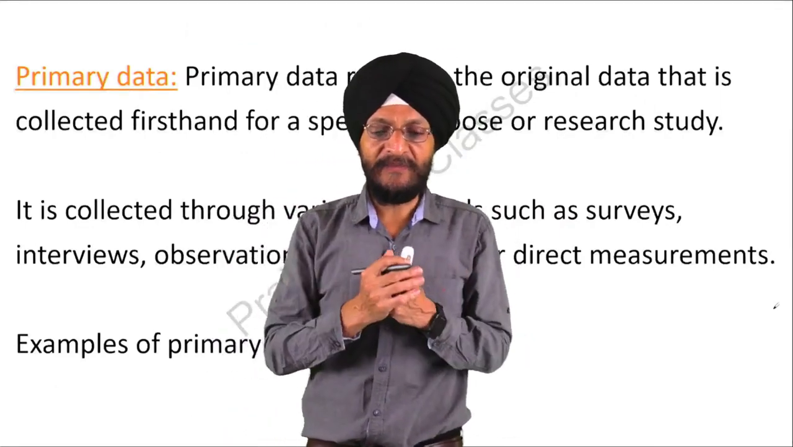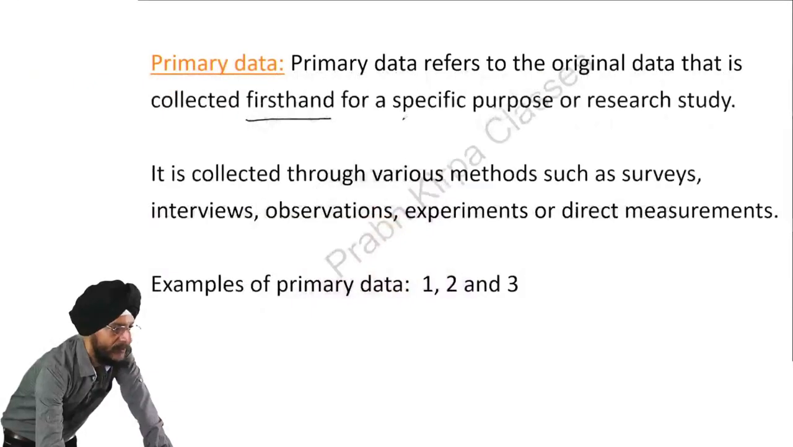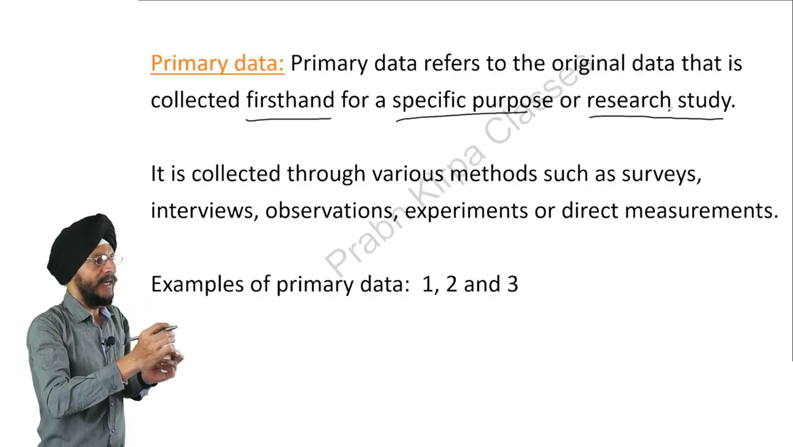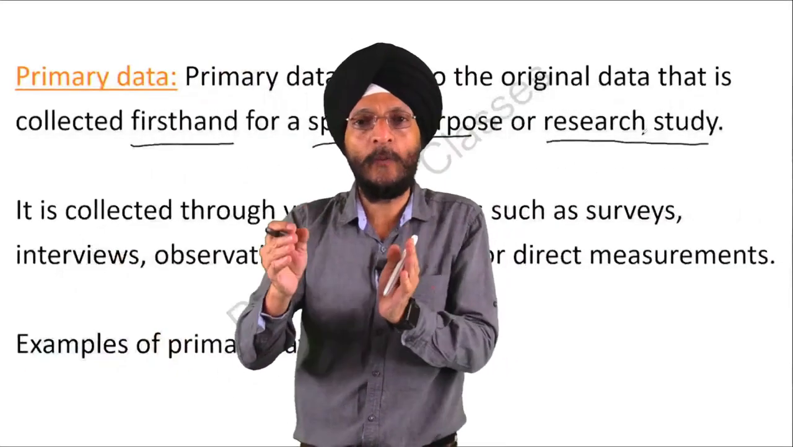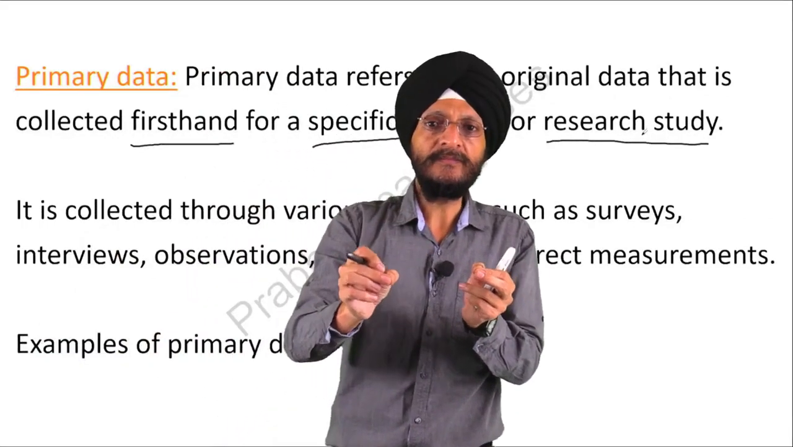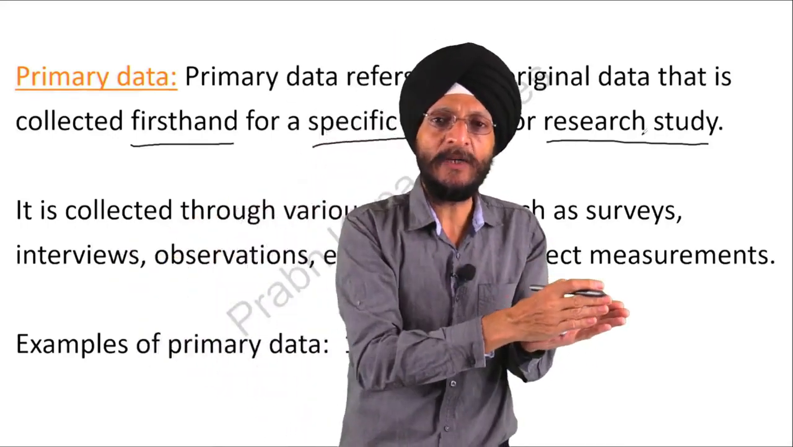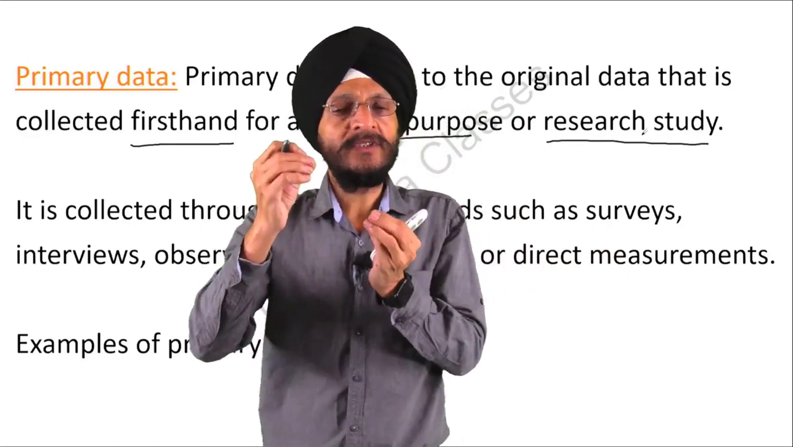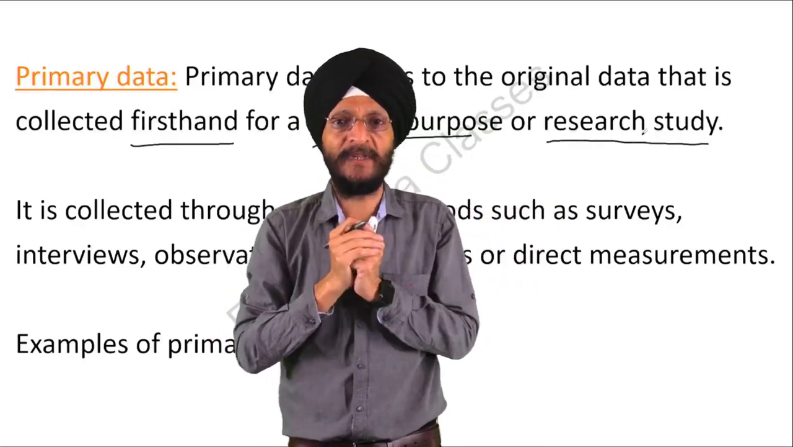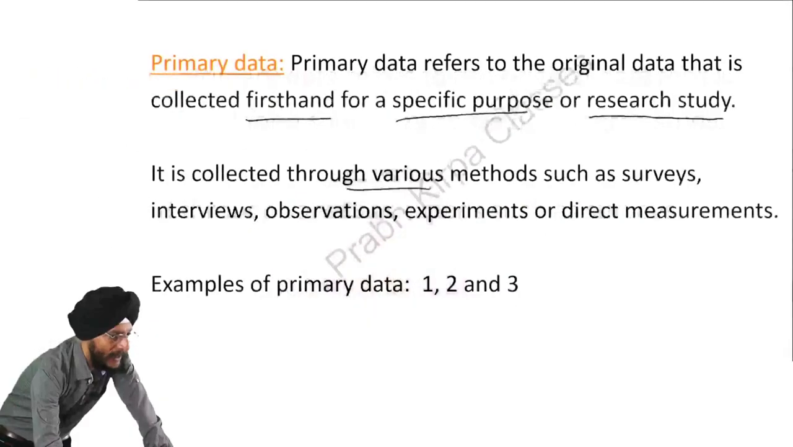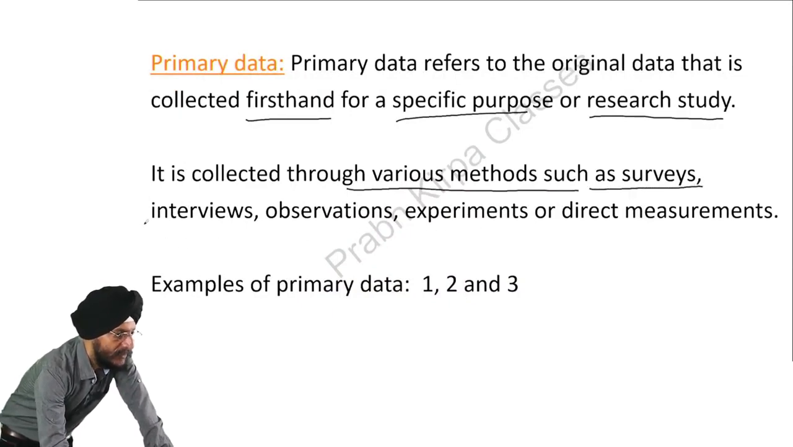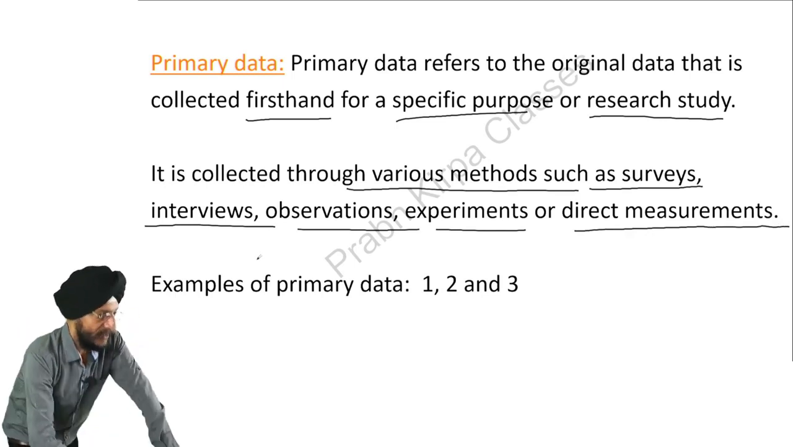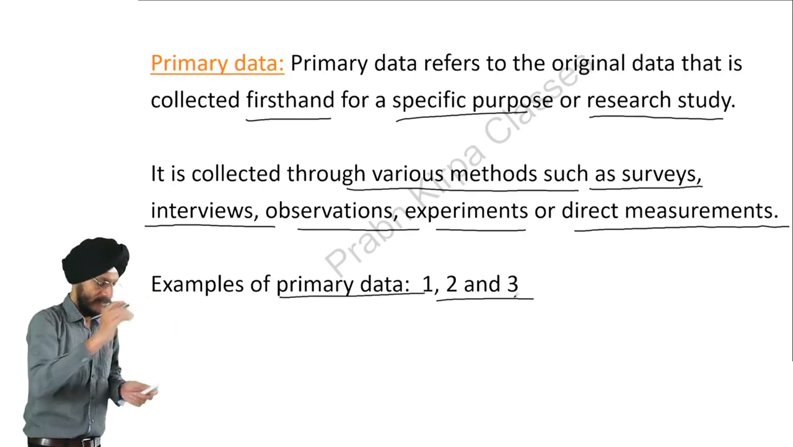Primary data. Primary data refers to the original data that is collected first hand for a specific purpose or research study. When we collect the data in respect of the fans or the number of boys or girls in class, we are obeying the instructions of the teacher. When we are analyzing the different heads of expenses in respect of our house, that is, we are calculating the electricity expenses for the last 2 years, we are doing it to reduce the expenses under different heads. So we have a specific purpose. Primary data is collected through various methods such as surveys, interviews, observations, experiments, or direct measurements. Here we have used direct measurements. The examples of primary data are 1, 2, 3, which we have discussed earlier.